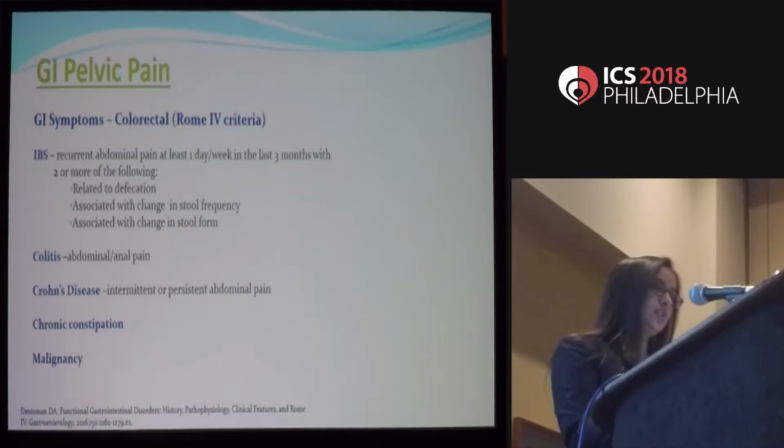Colorectal causes include irritable bowel syndrome, inflammatory bowel disease, celiac disease, chronic constipation, and cancers. According to the Rome 4 criteria, IBS is now defined as recurrent abdominal pain that lasts at least 1 day per week in the last 3 months. The term discomfort has now been removed from the definition.